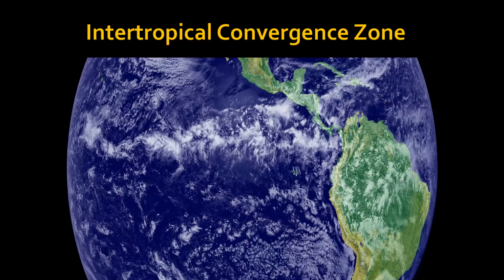air, there's lots of moisture in that rising air, so there's a lot of thunderstorms that develop along the intertropical convergence zone. And you can see this from any satellite image where you see a band of clouds and stormy weather near the equator. That's the intertropical convergence zone.